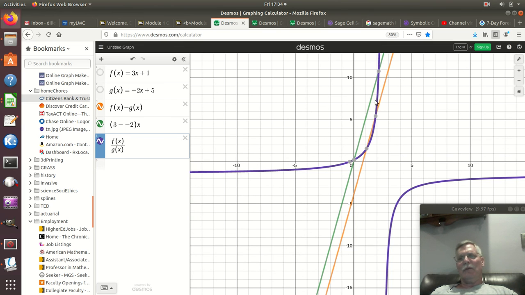And it's not even a nice function. I've got this vertical asymptote here, right? Well, it's a perfectly fine function, but it doesn't look anything like a straight line. And so dividing them, no, it doesn't work.